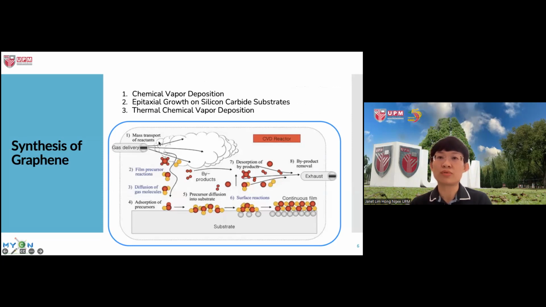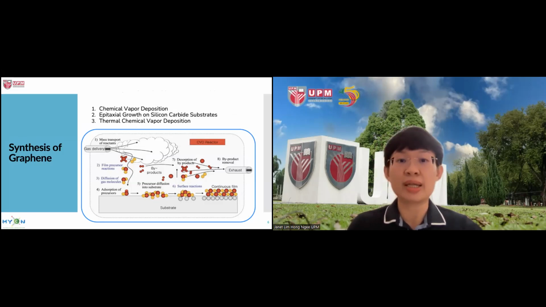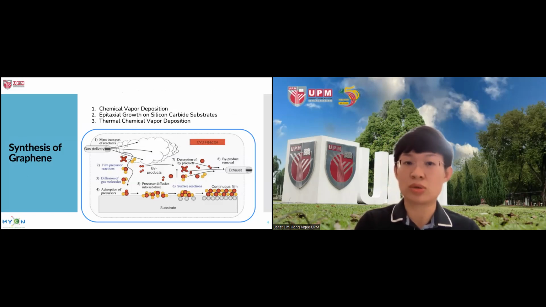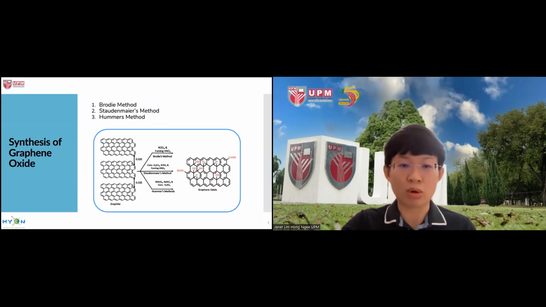So the synthesis of graphene, and by graphene I'm referring to pristine graphene. There are many different methods that have been reported and also employed in certain industries, certain markets, such as chemical vapor deposition, epitaxial growth on silicon carbide substrates, and also thermal chemical vapor deposition. This cartoon here shows the typical setup for a chemical vapor deposition reactor, where the gas, undergoing several steps, will then be converted into a continuous film of graphene.